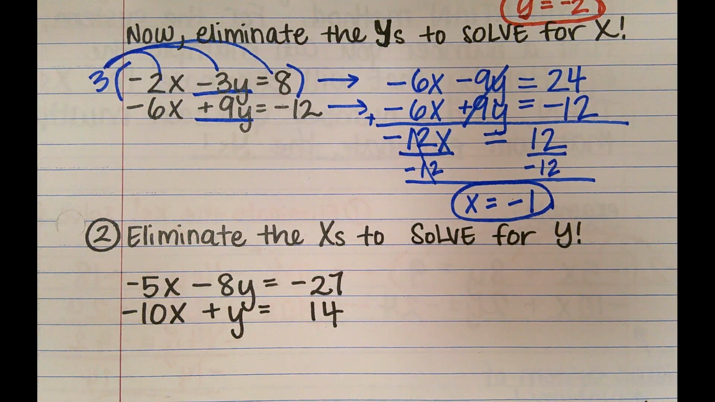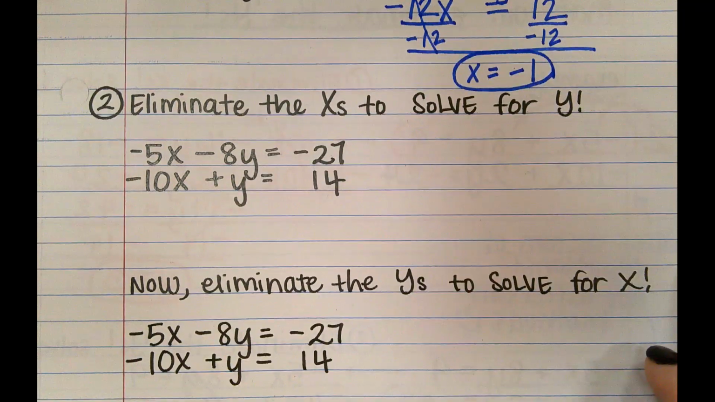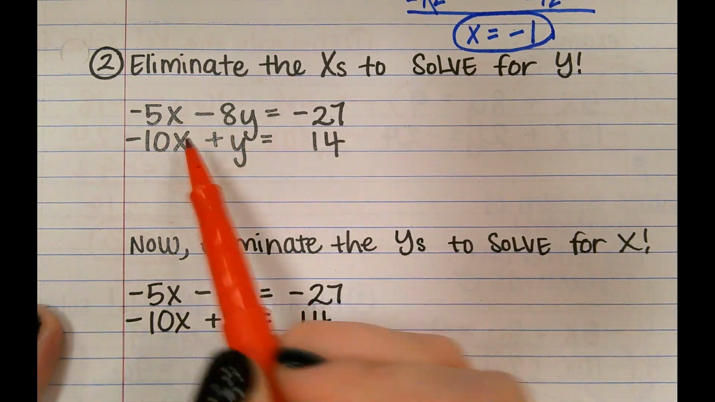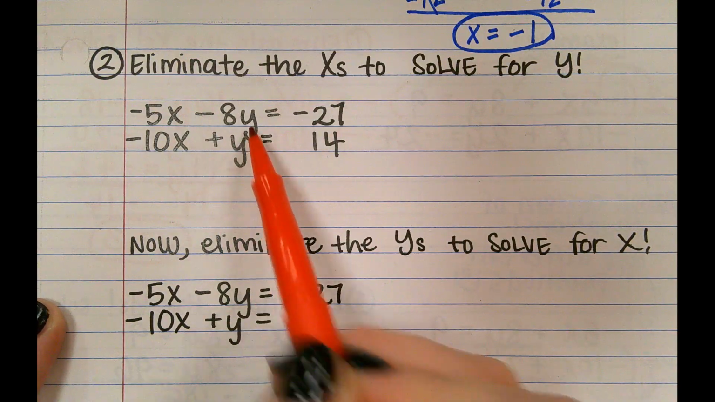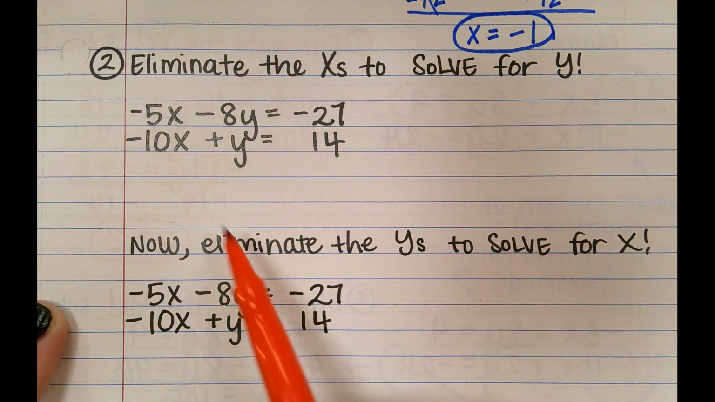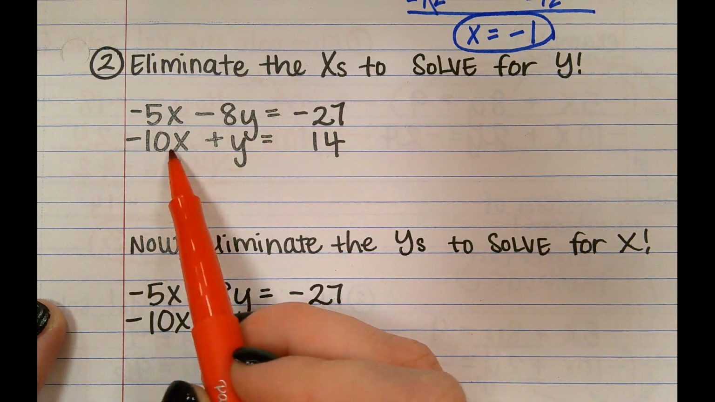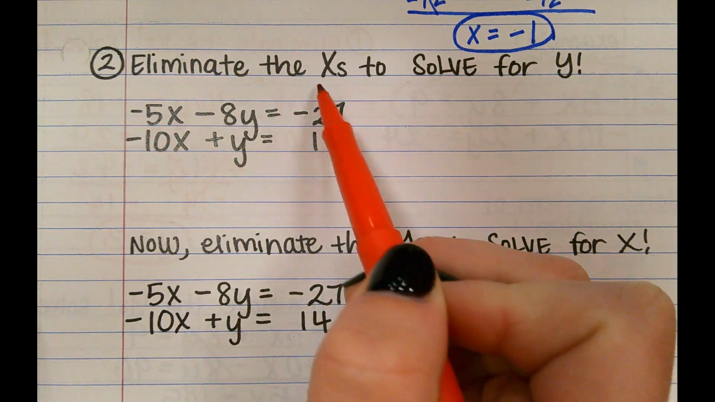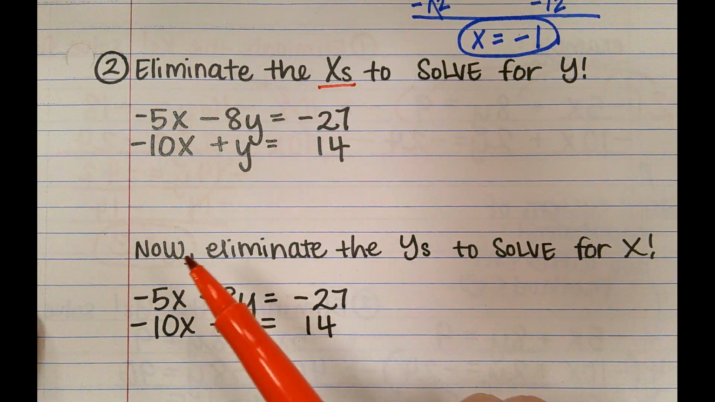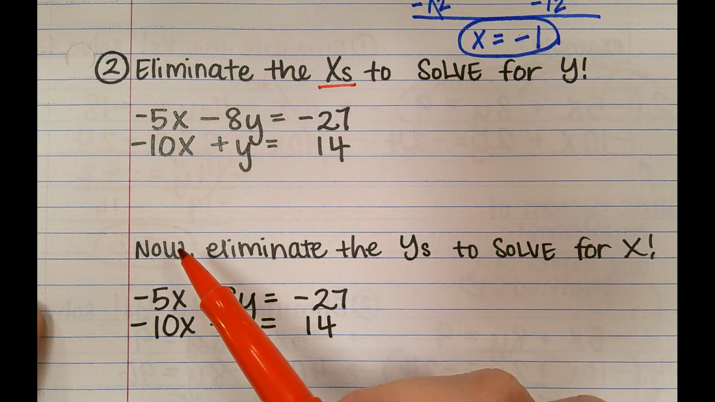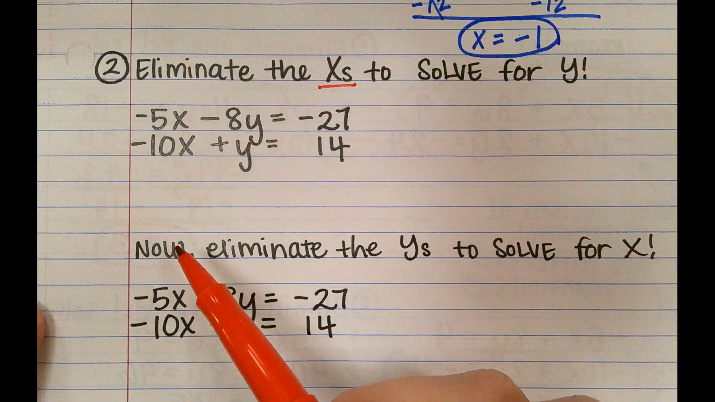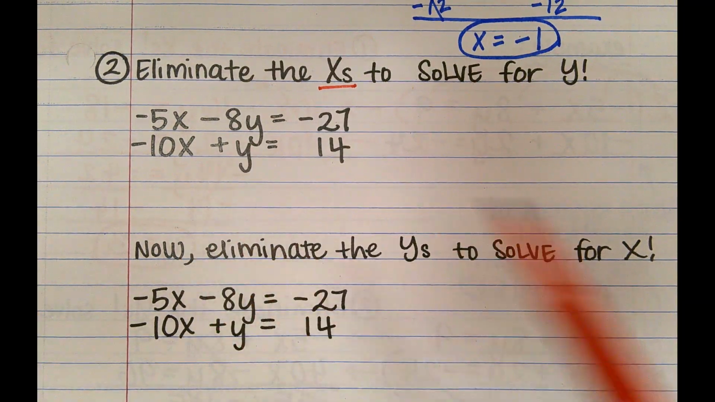Does anyone still need to see this for number 1? Okay, so moving to 2. We're going to do the same thing now. In number 2, I have -5x minus 8y equals -27. And I have -10x plus y equals 14. I want to eliminate the x's. So, would anybody like to walk me through their thought process? How would we do this?